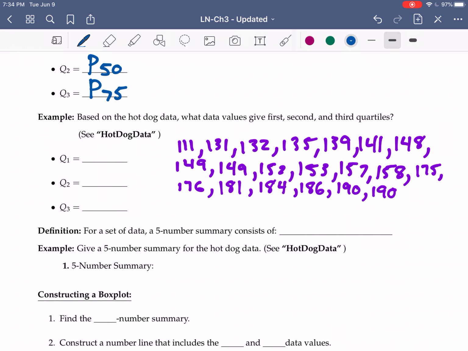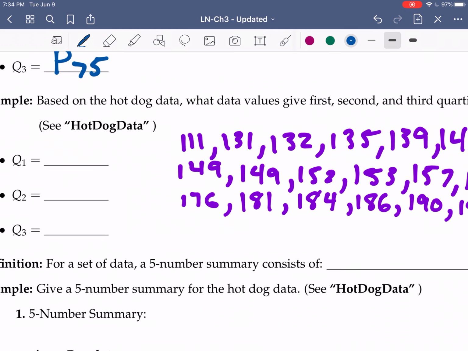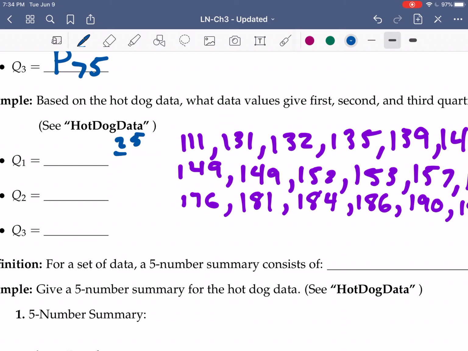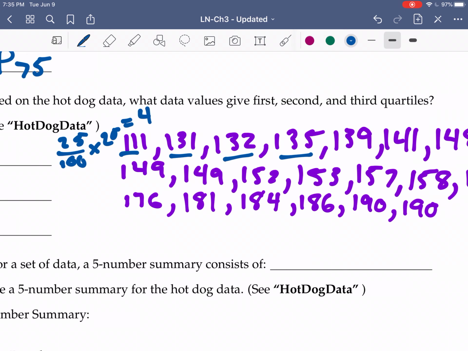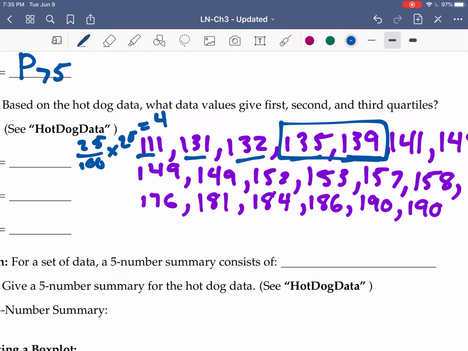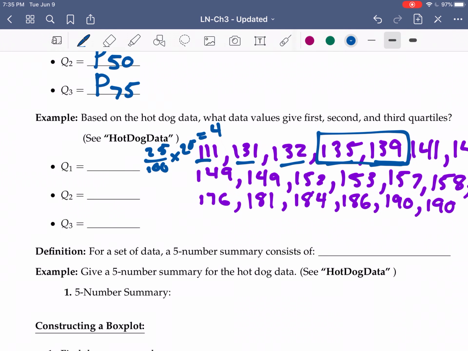So here, if we wanted to find our first quartile, we could take 25 over 100 times 20 to get a value of 4. Since that's a whole number, we are going to go 1, 2, 3, 4 data values, and halfway between the fourth and fifth data value, so halfway between 135 and 139, which is 137, that is going to be the data value that gives us the first quartile.